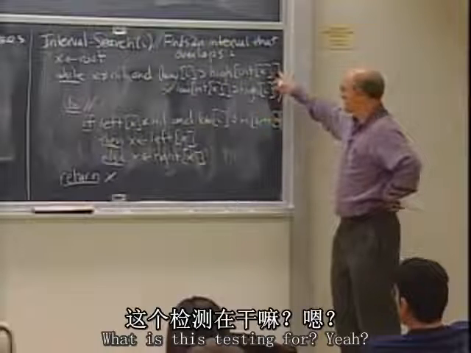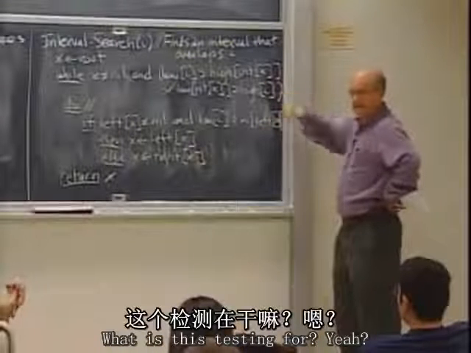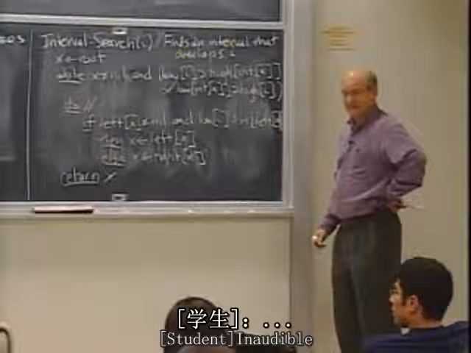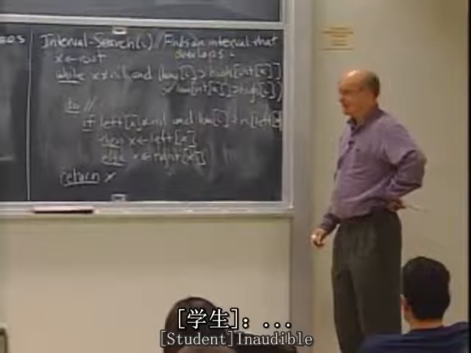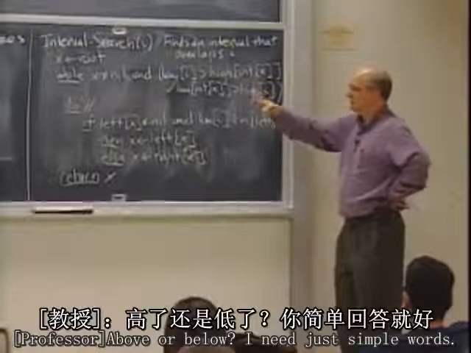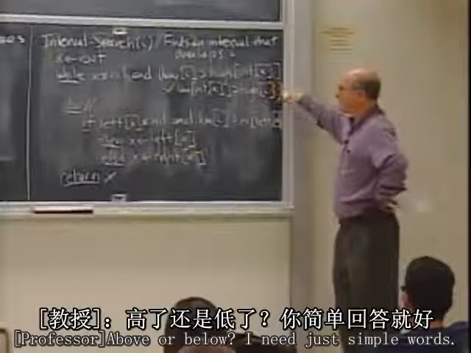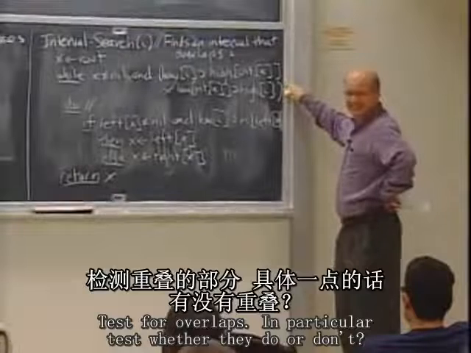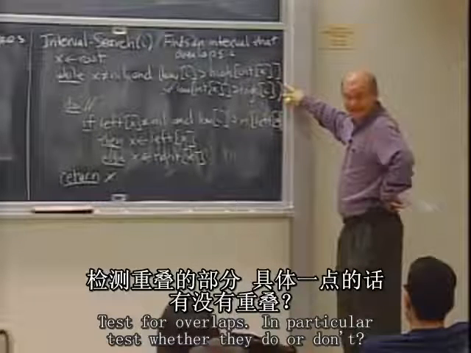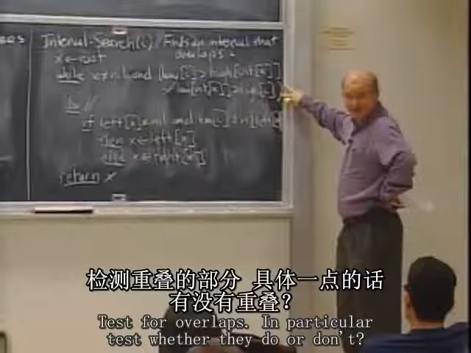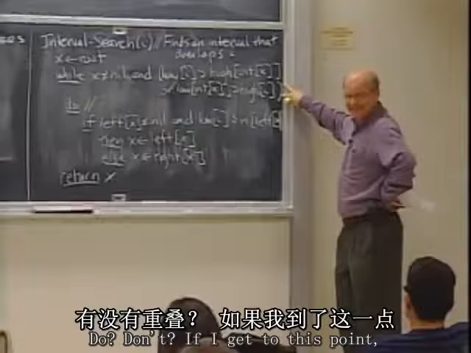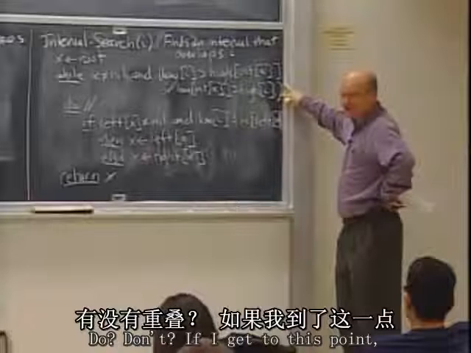What's this testing for? Easy question. Just if the interval you're looking at is below or above the interval in the root. Above or below, so I need just simple words. The test for overlaps. In particular, it tests whether they do or don't.